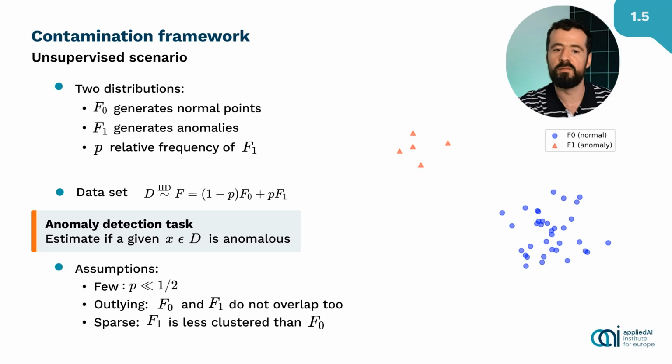So typically, one imposes the following assumptions. First of all, we assume that the anomalies are few, meaning that the relative frequency P is way smaller than 1/2. Second, we want them to be outlying, meaning that the distributions F0 and F1 do not overlap too much. And finally, we want them to be sparse, meaning that F1 is less clustered than F0. Okay, let's try to understand why we need these three assumptions.